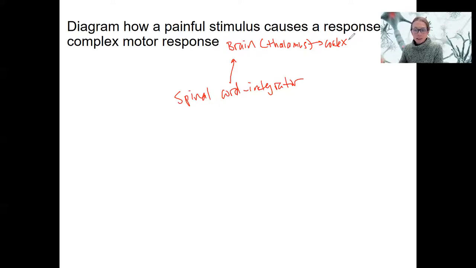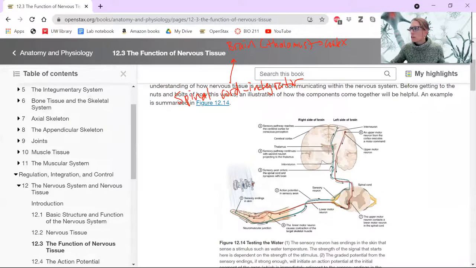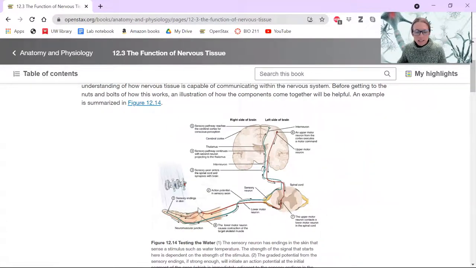Sometimes this might require doing something about it. So I actually might bring up this picture from the book since I don't have one ready. Your book talks about, if you turn on water and it's too hot, you have to respond to that. In that case, that's not just a simple reflex, but it is requiring you to turn off the water. So let's actually look at this right here. So here is testing the water and the process. So sensory endings.